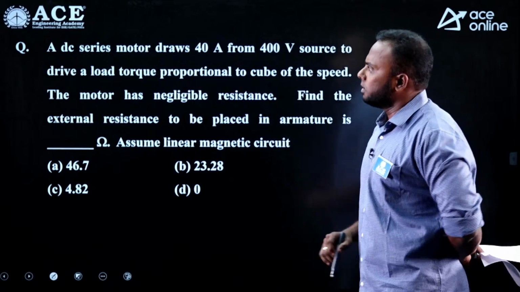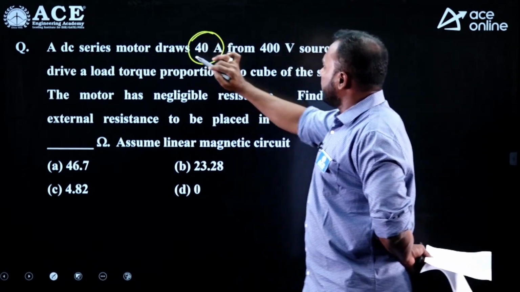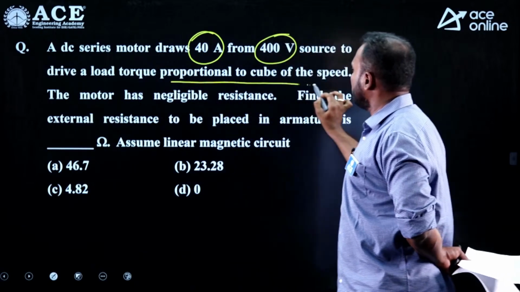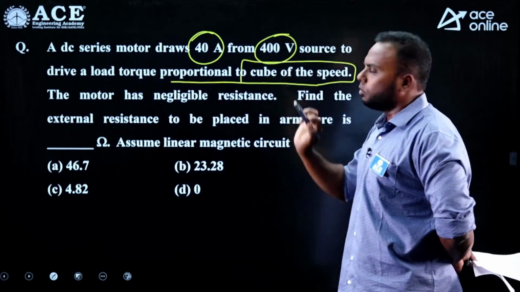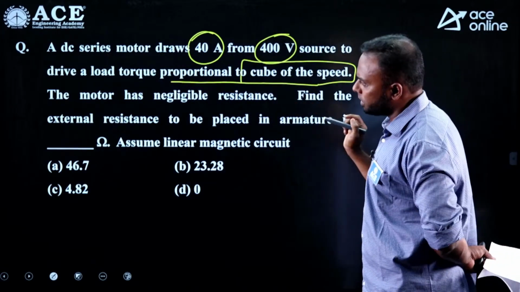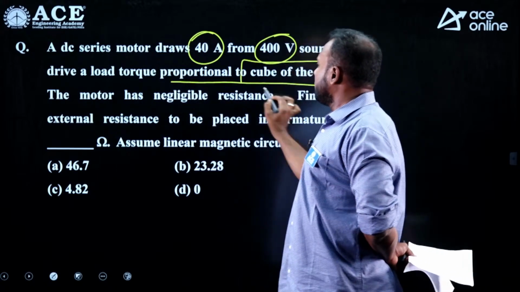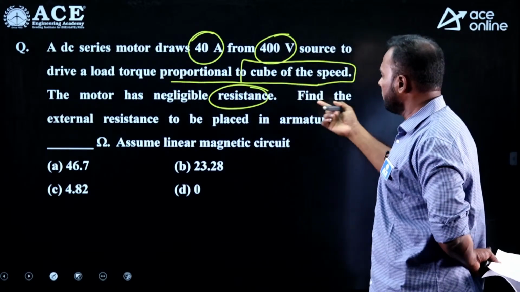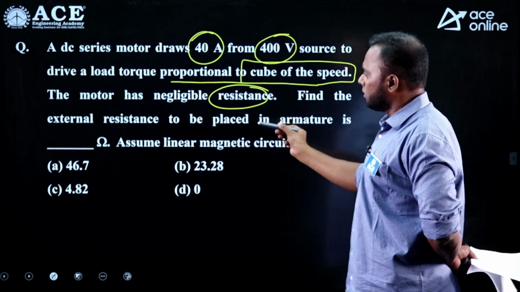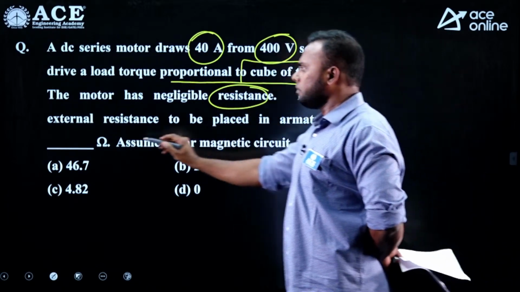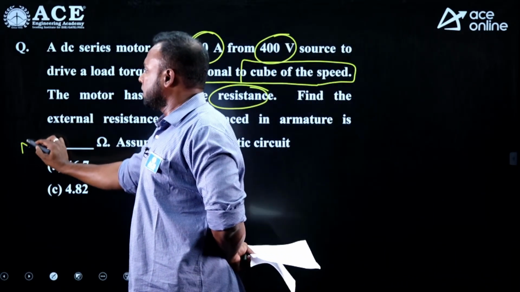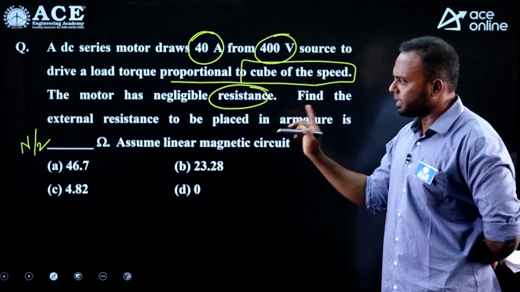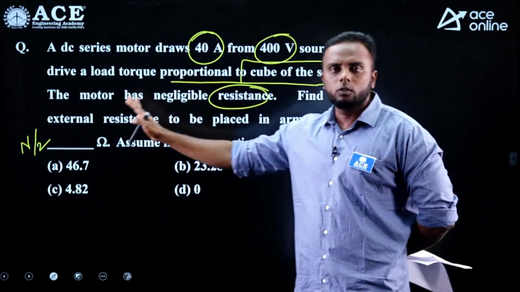Read the question first. A DC series motor draws 40 amps from a 400 volt source to drive a load torque proportional to the cube of the speed, and it has negligible resistance. Resistance is not given, so generally Ra plus Rse is 0. Find the external resistance required in the armature to reduce the speed of the motor by half. So we have to reduce the speed by half.